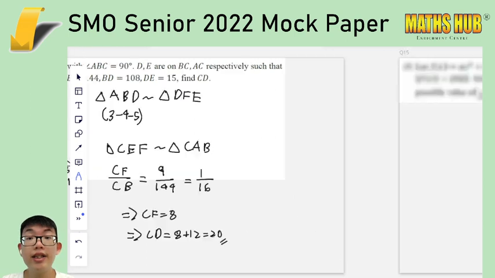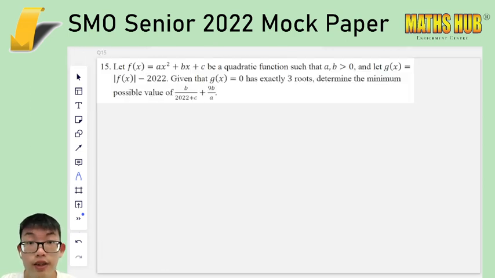Finally, for this set is question 15. And question 15 is probably the most difficult one so far, mainly because it involves a few different small ideas which are quite difficult to piece together. So in question 15, f(x) is a quadratic function with a and b being positive. And g(x) is the absolute value of f(x) minus 2022.